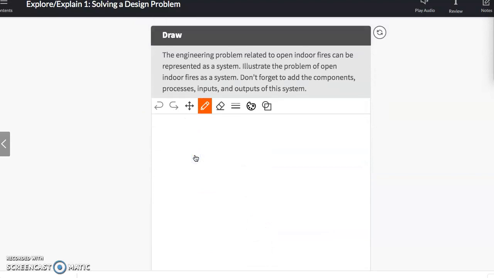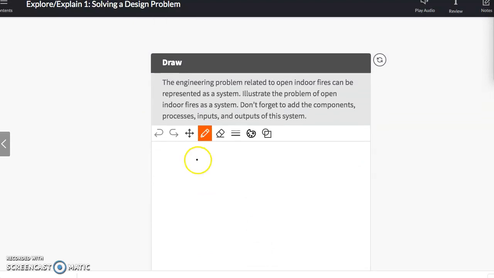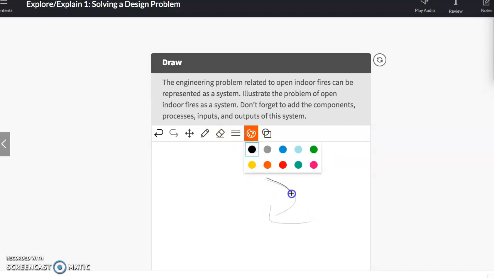The engineering problem related to open fires can be represented by a system. Illustrate the problem. So I'll have an arrow. I always have it be gray, but I wish it started with black because it's easier to see. Here's my arrow, and there's a fire. So in they make the fire, and then out comes smoke. Such a good drawing. Out comes the smoke.